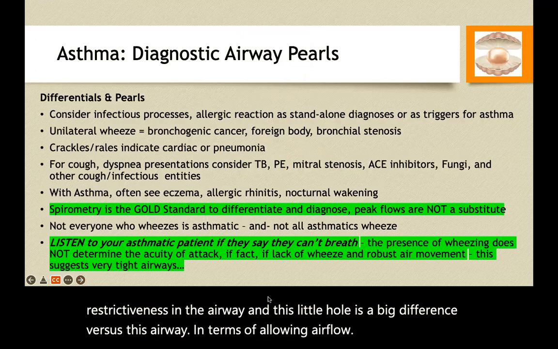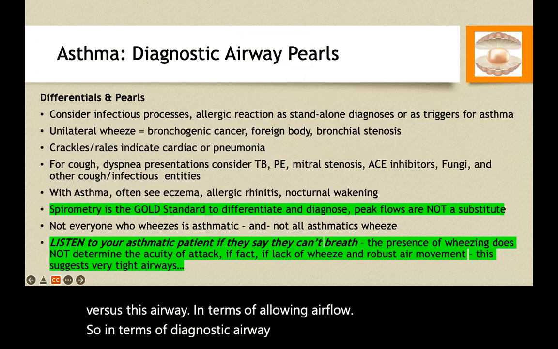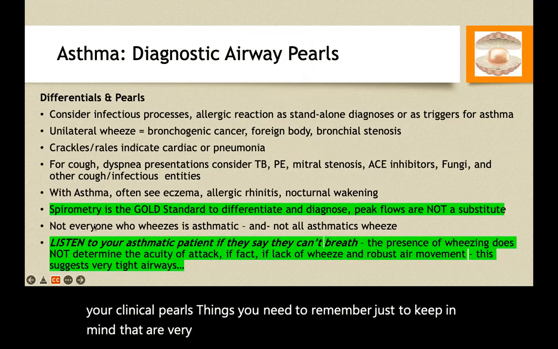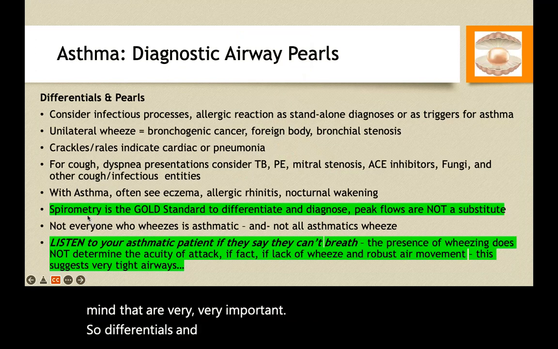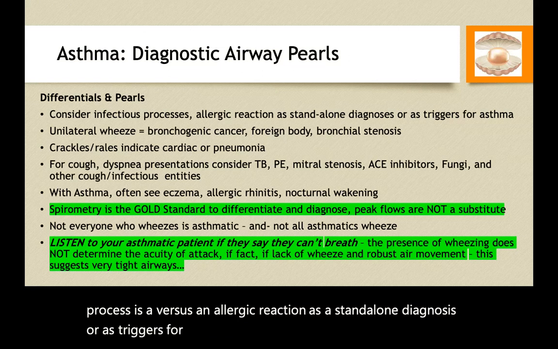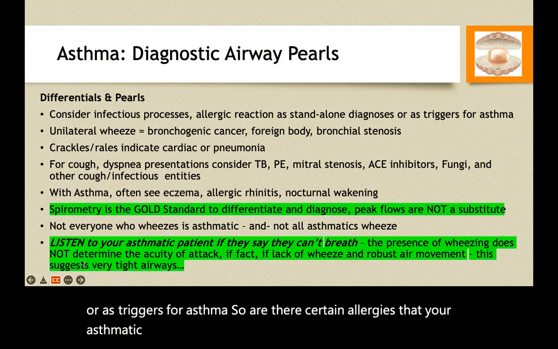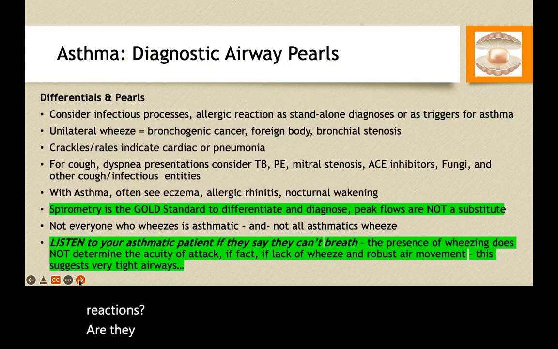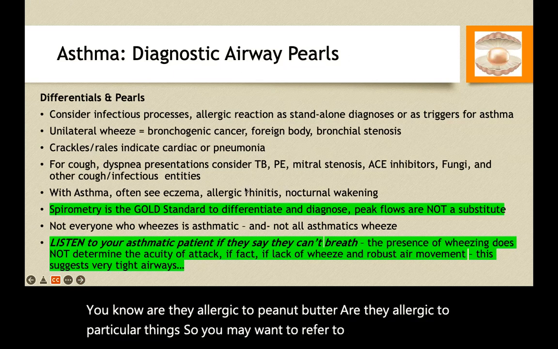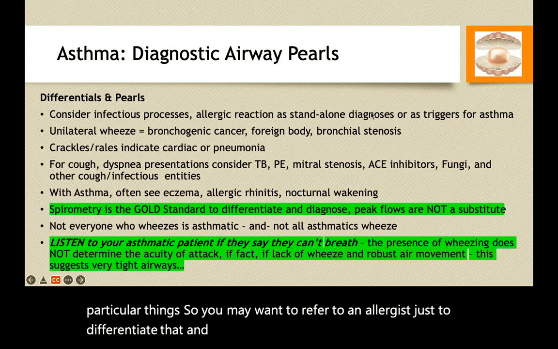So in terms of diagnostic airway pearls for asthma, remember your clinical pearls, things you need to keep in mind that are very, very important. So differentials and pearls. You want to consider infectious processes versus an allergic reaction as a standalone diagnosis or as triggers for asthma. So are there certain allergies that your asthmatic patient is having that are causing these asthmatic reactions? Are they allergic to peanut butter? Are they allergic to particular things? So you may want to refer to an allergist just to differentiate that and really sustain your diagnoses.